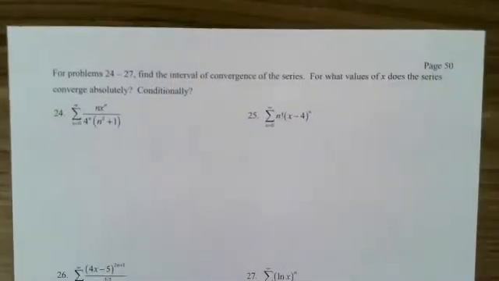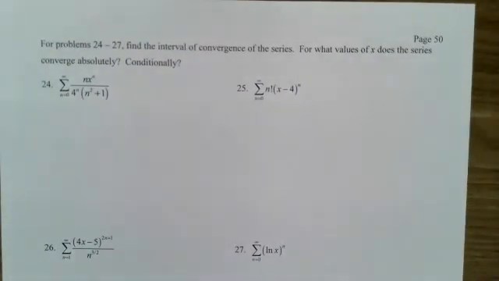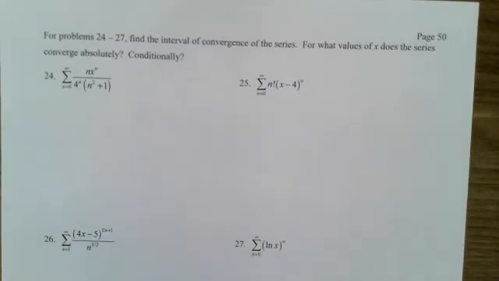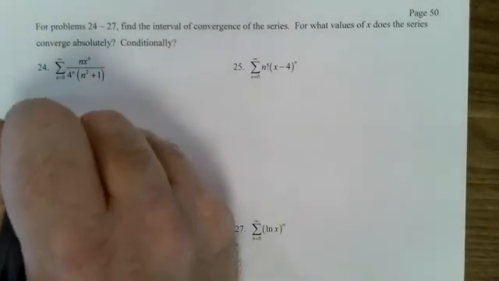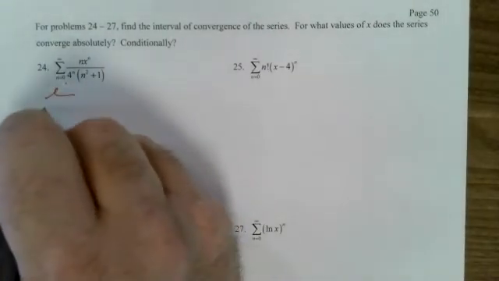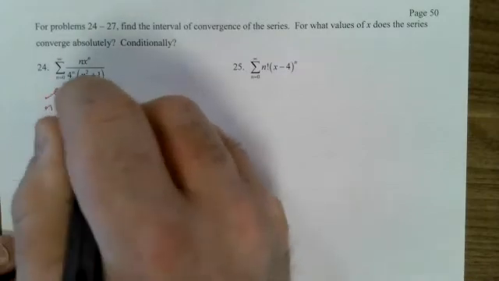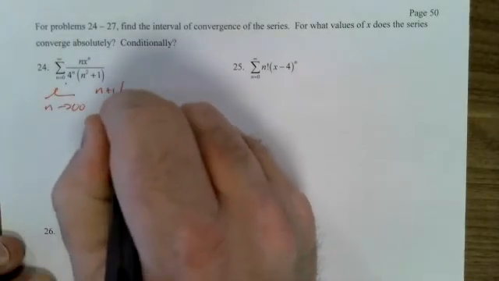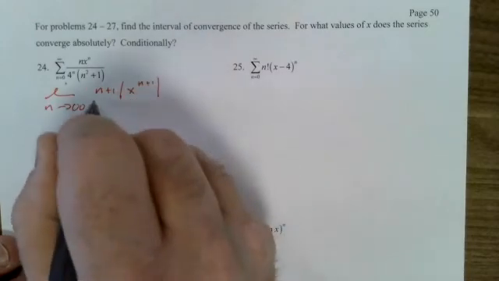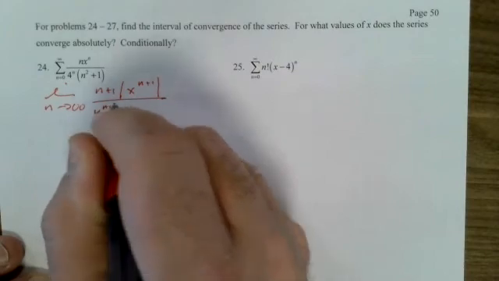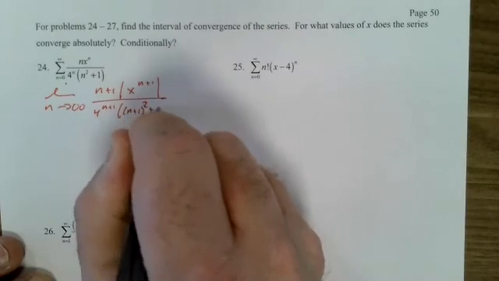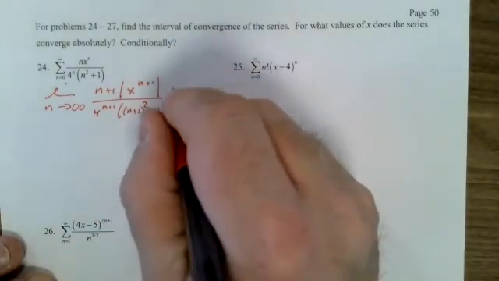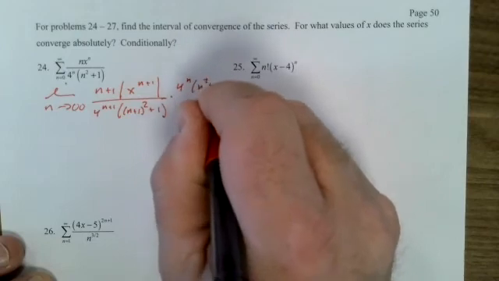Oof. Wow, thank goodness, last page. Interval of convergence for the series. Look at all of this work. Okay, same deal we just did. Limit n goes to infinity, n plus 1, x to the n plus 1, 4 to the n plus 1. Oh, goodness gracious. n plus 1 squared plus 1, 4 to the n squared plus 1.